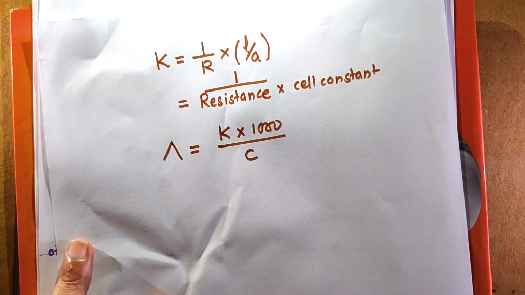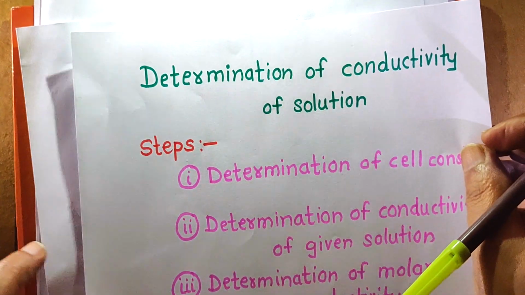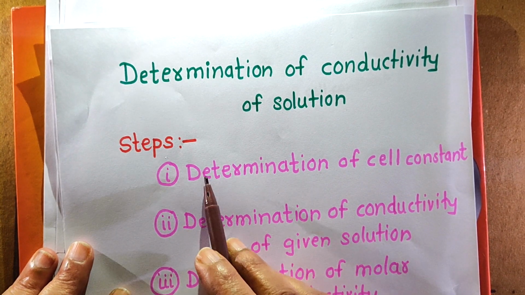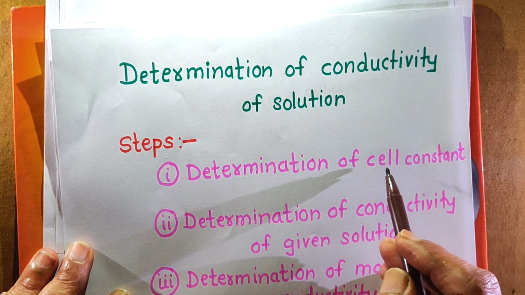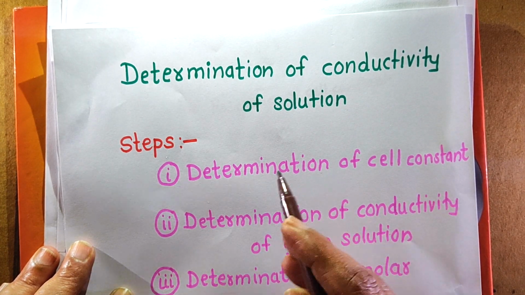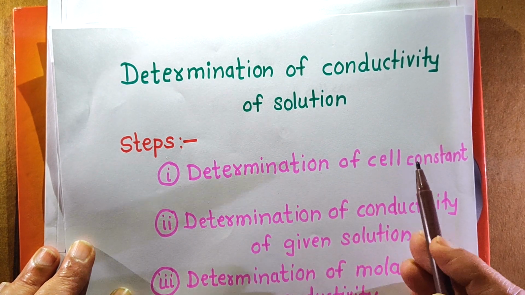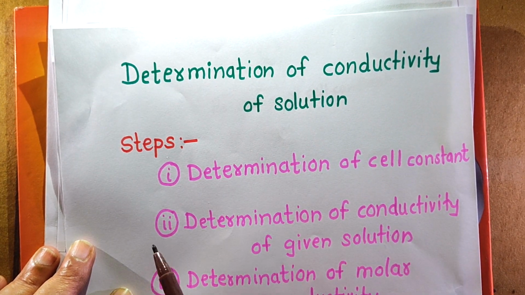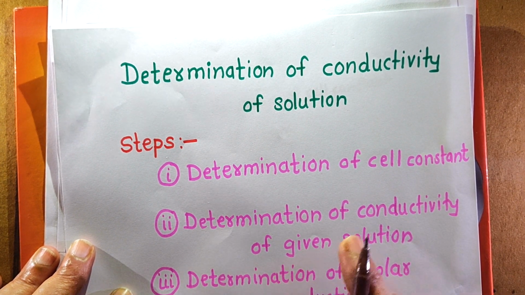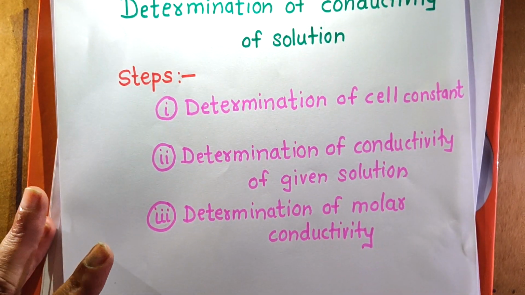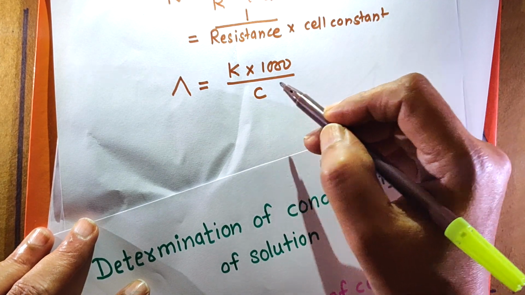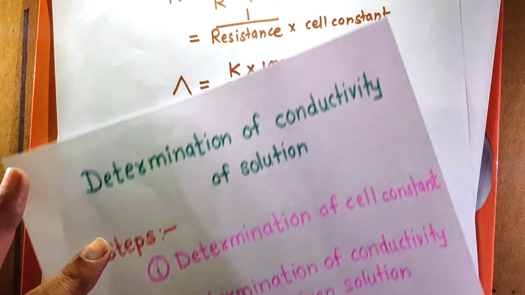Like this, we have to follow these three steps to determine the conductivity or molar conductivity of the solution. First one is determination of cell constant. For cell constant, we know what is conductivity cell, and how you can determine the cell constant of the cell. By using the same conductivity cell, the second step is determination of conductivity of the given solution, and the third step is, by knowing the conductivity, by using the formula lambda is equal to K into 1000 upon C, we can calculate molar conductivity of the solution.